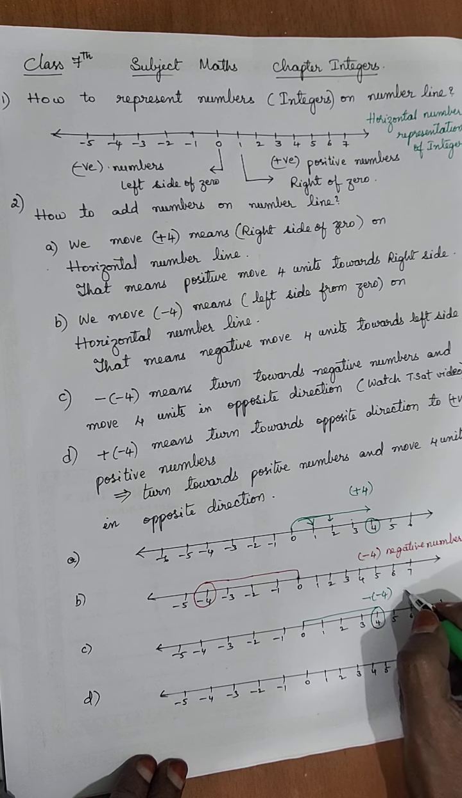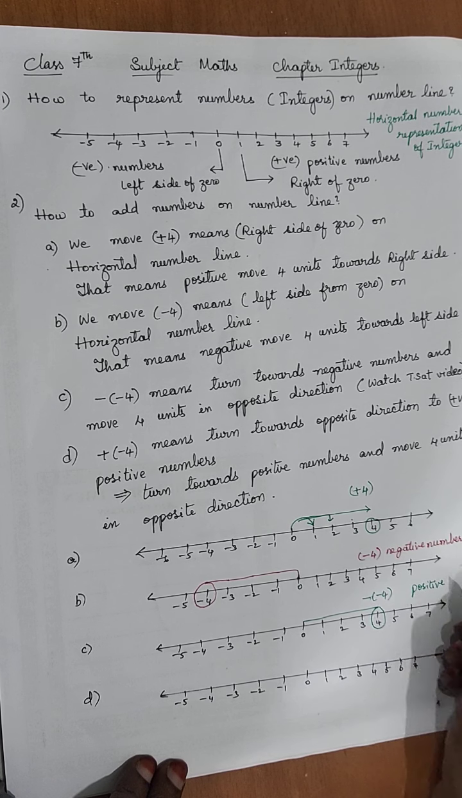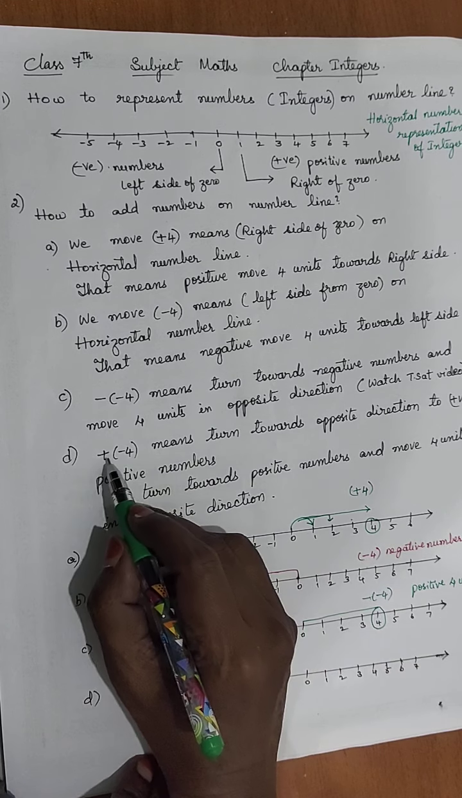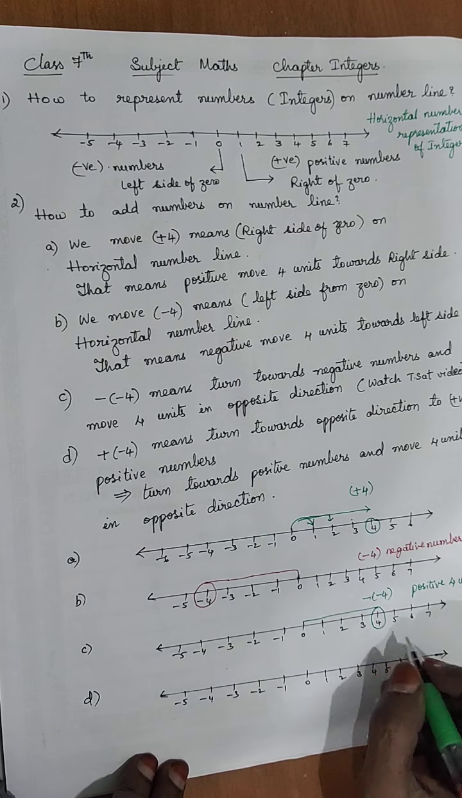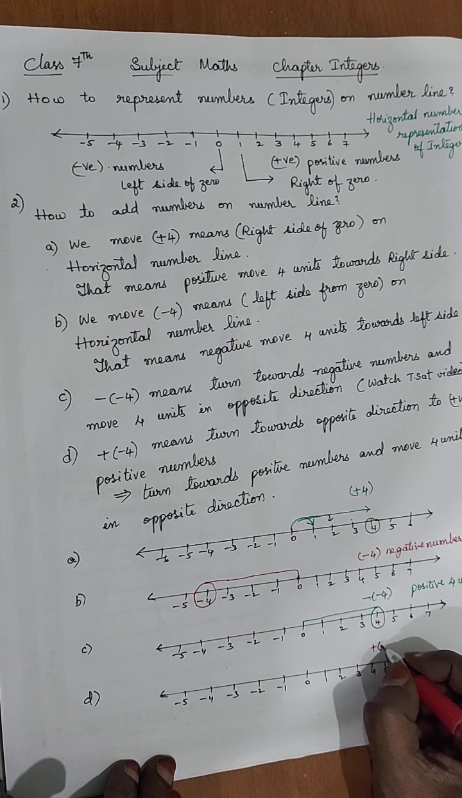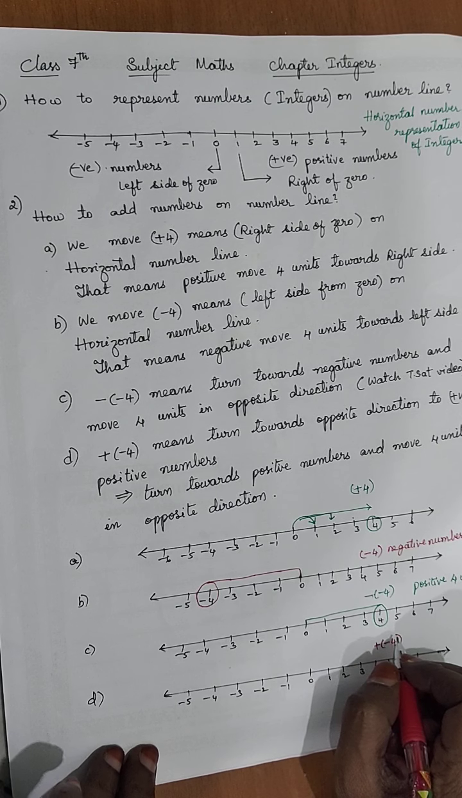So this is positive units. How many positive units? 4 positive units. Then the fourth one is what? How do you read this one? Plus of minus 4. So first write here plus of minus 4. So how do you represent this one on the number line?